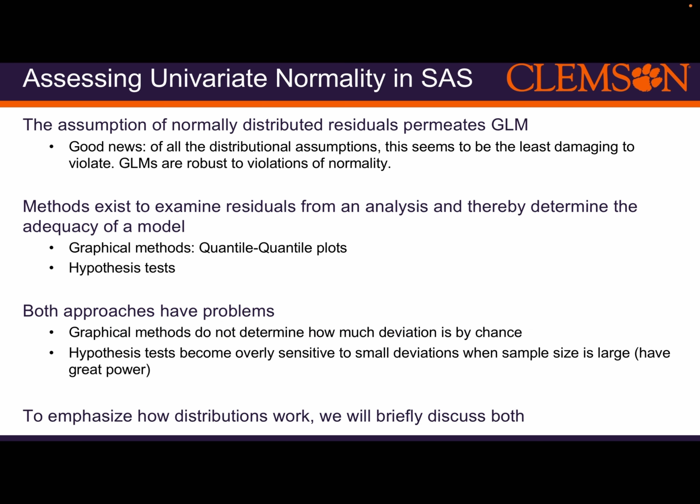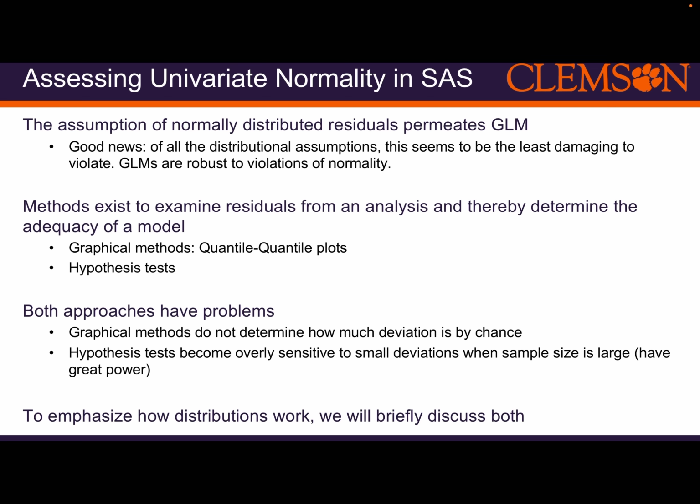So the assumption of normally distributed residuals permeates the general linear model. But the good news is, of all the distributional assumptions, this seems to be the least damaging to violate. So these models are said to be robust to violations of normality, meaning if your residuals aren't quite normal, it doesn't change a whole lot of the results. So often this step is omitted. Depending on the context, depending on the field that you're in, some people will focus on it more. So I'll show it to you.